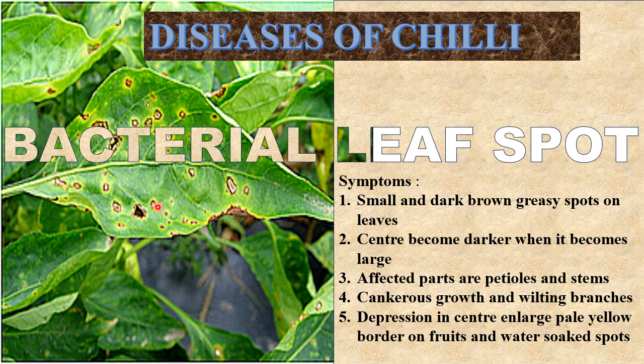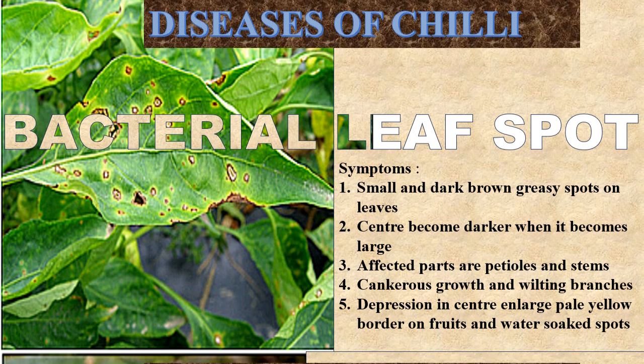The petioles and stems are also affected in this disease. Stem infection leads to cankerous growth and wilting of the branches. On the fruits, raised water-soaked spots with a pale yellow border are produced. The spots turn brown and develop a depression in the center, and some leaves drop off. Due to the severe disease in chili, production is ultimately reduced.